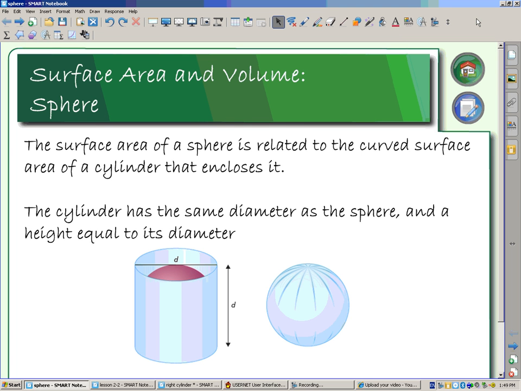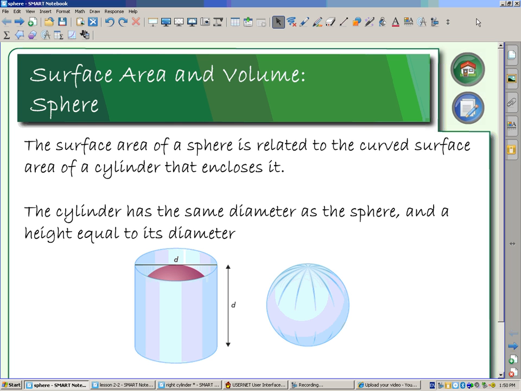This mini lesson is going to look at how to calculate the surface area and volume for a sphere. Here we have some information about our sphere and how it's related to a cylinder. The surface area of the sphere is related to the curved surface area of the cylinder that encloses it.